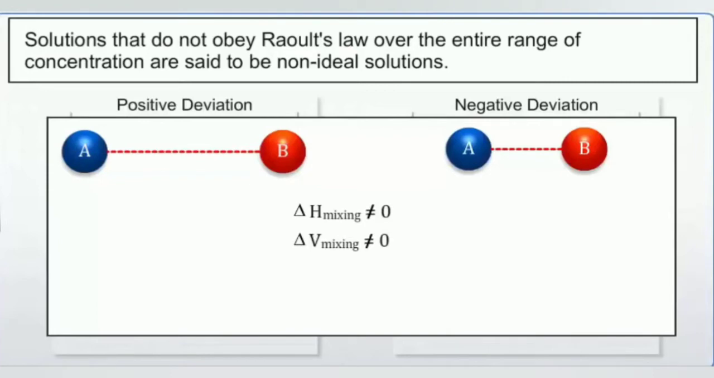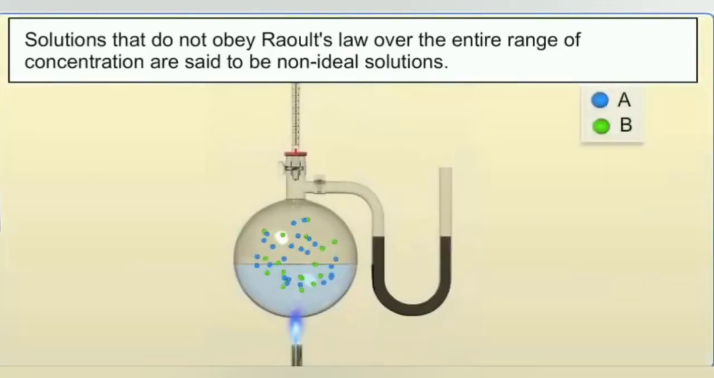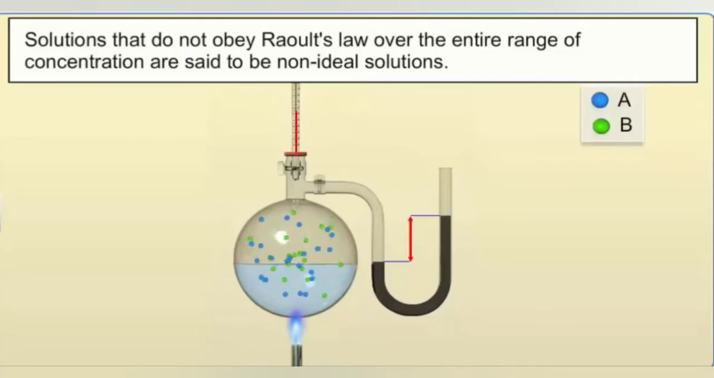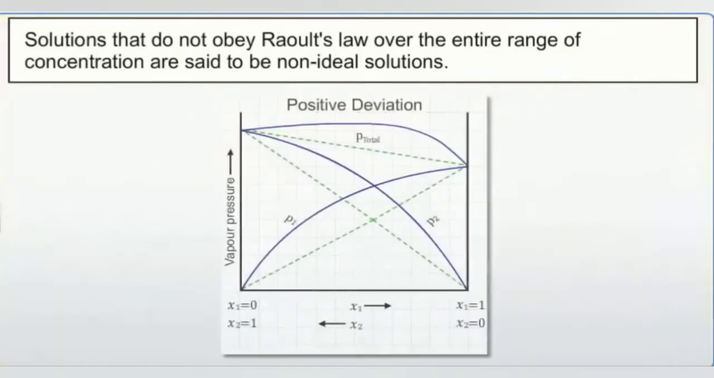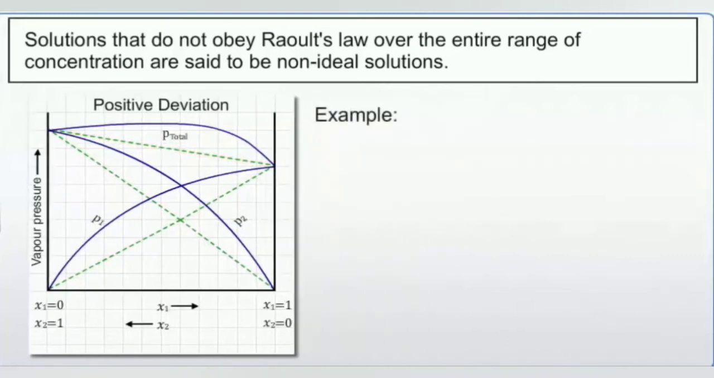If the magnitude of A-B interactions is weaker than the magnitude of A-A or B-B interactions, then such solutions have a higher tendency to escape into the vapor phase and will show a higher vapor pressure. Such solutions are said to exhibit positive deviation from Raoult's law. The total vapor pressure of such a solution is greater than the vapor pressure corresponding to the ideal solution of the same composition. For example, a mixture of ethanol and cyclohexane shows positive deviations from Raoult's law.